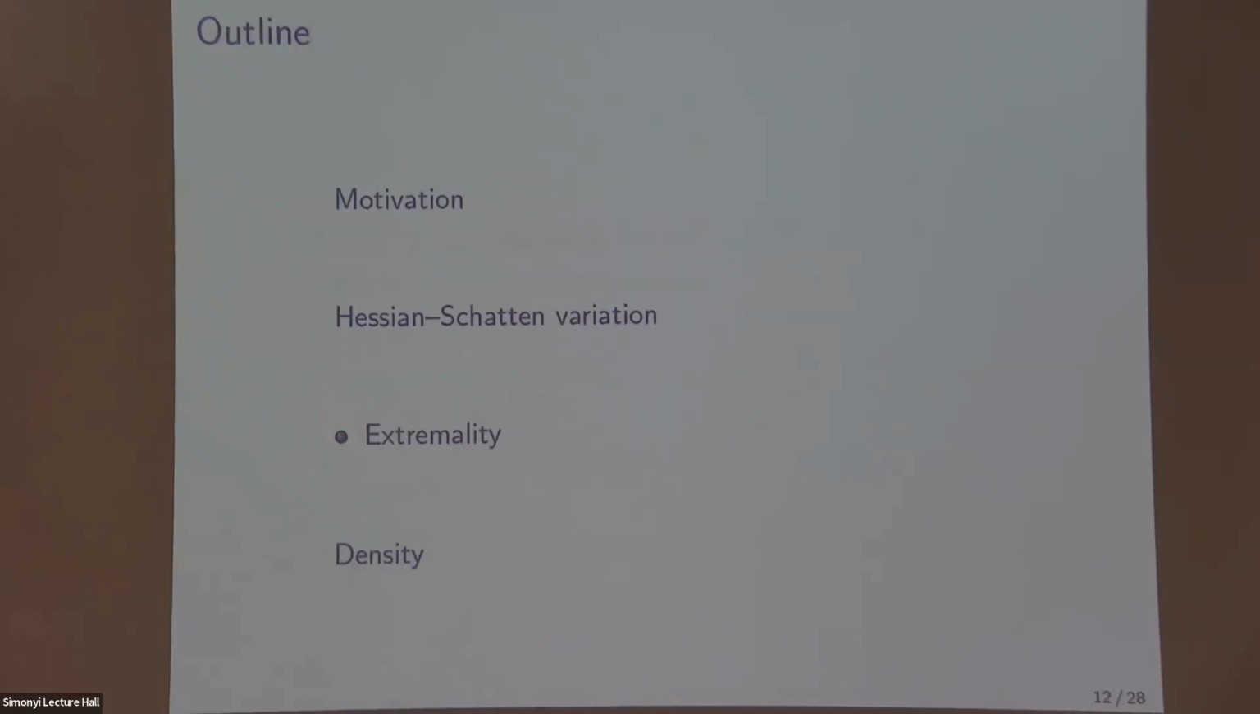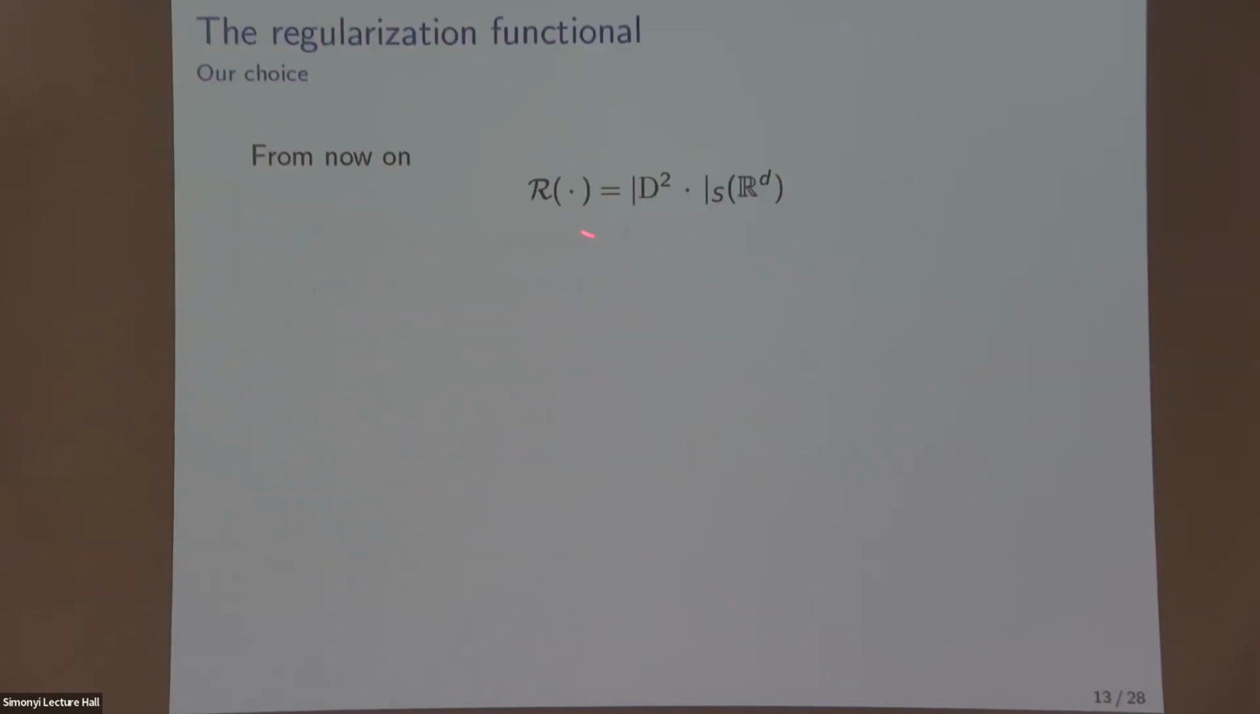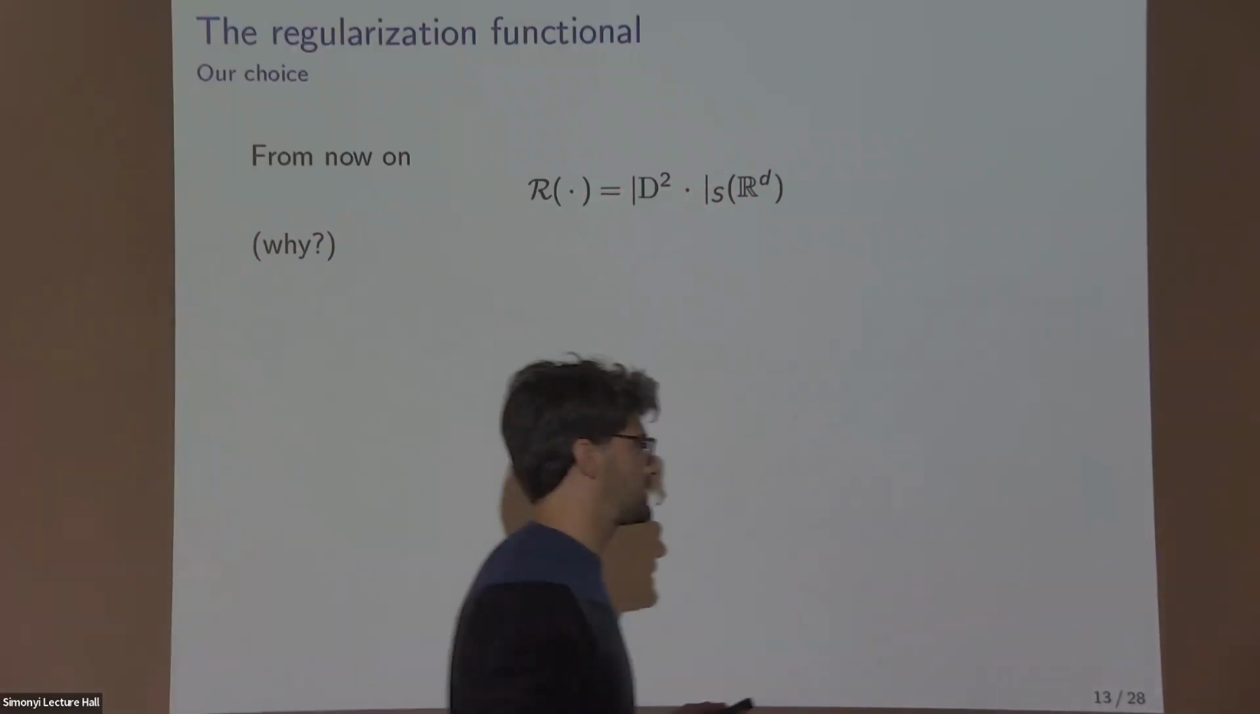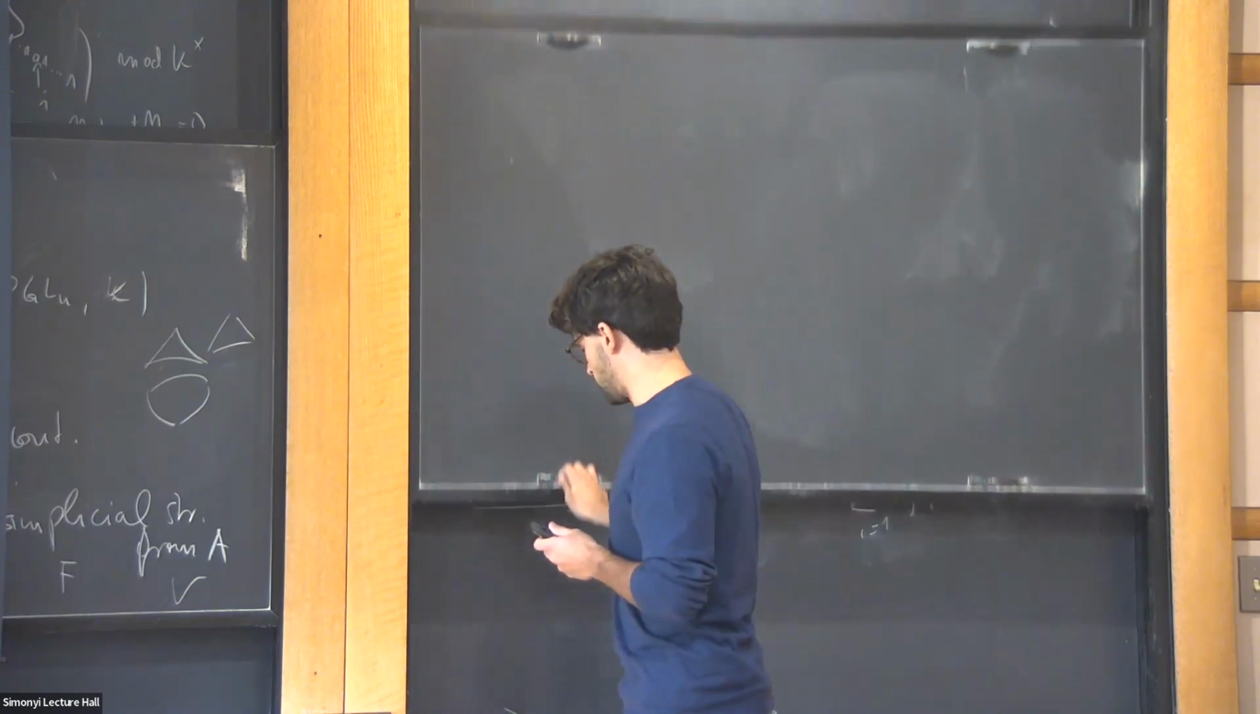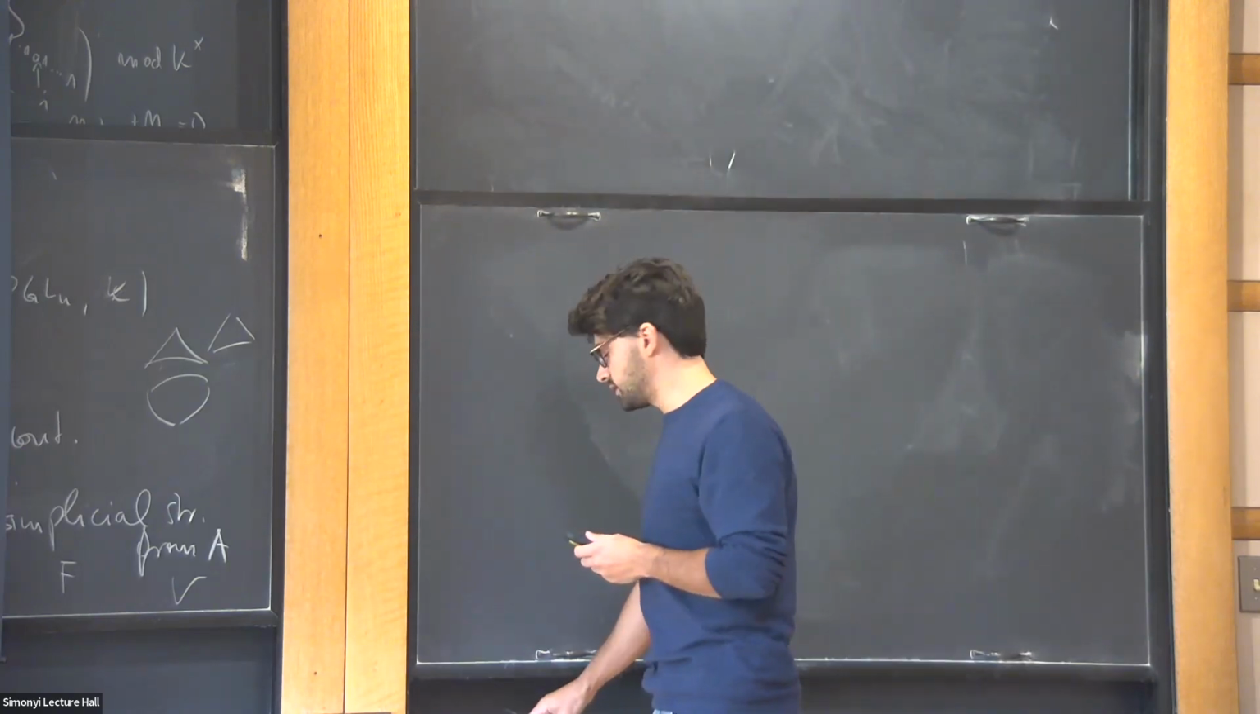Okay, so I took quite a while to define this object, so I want to use it, and this is going to be the choice of the regularization function. And okay, now there is the question: why one has to take this? I'll give you a rigorous motivation later on, but let me tell you how you can realize it.